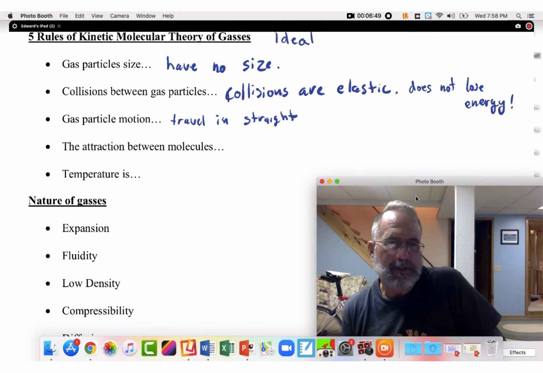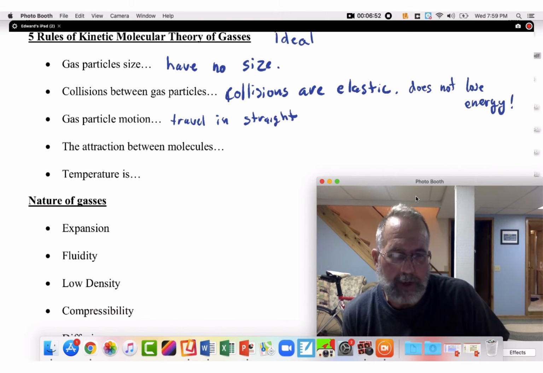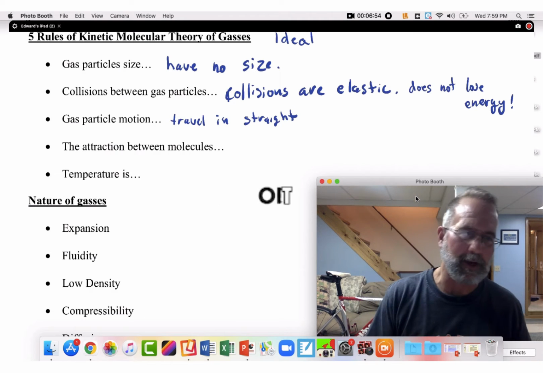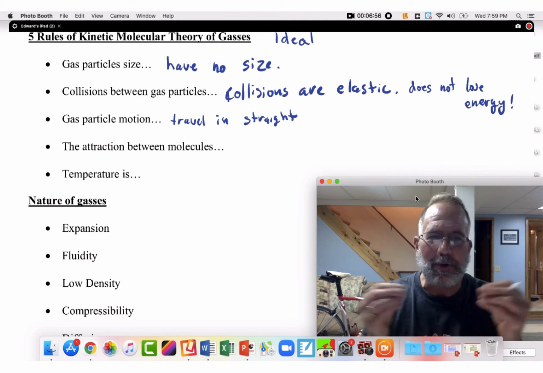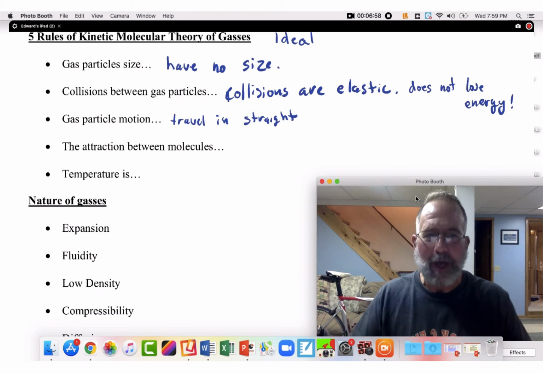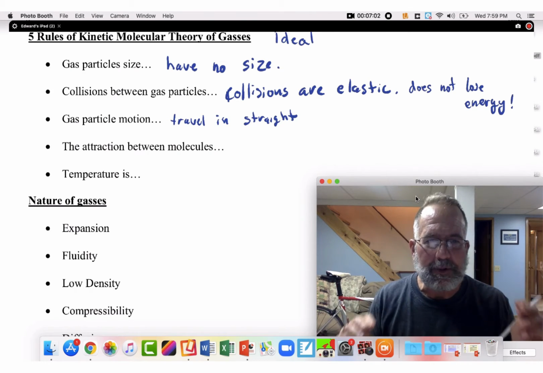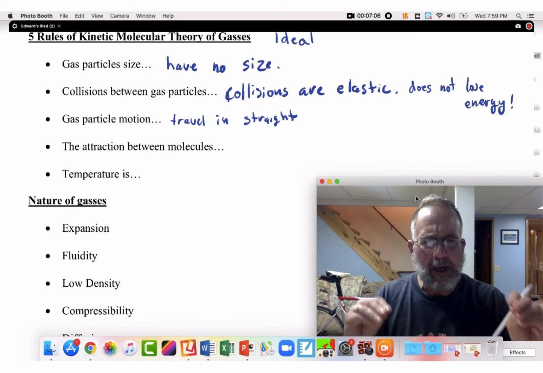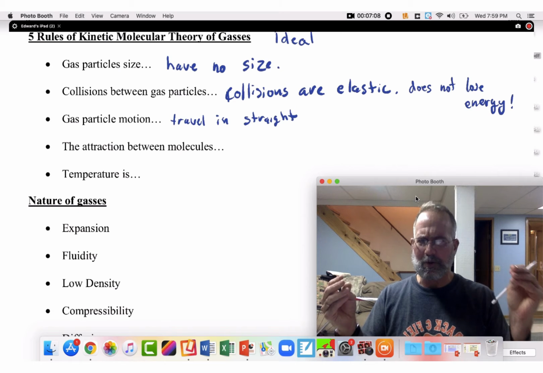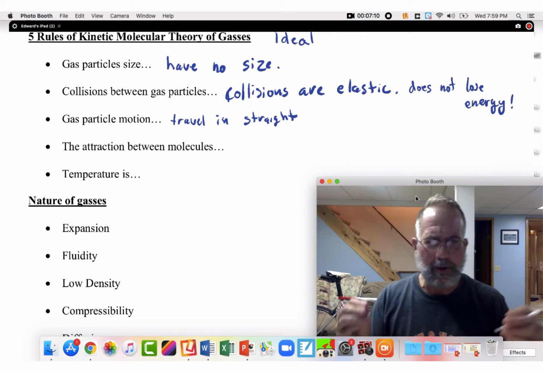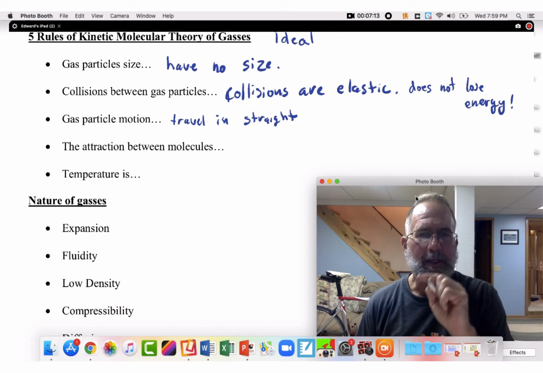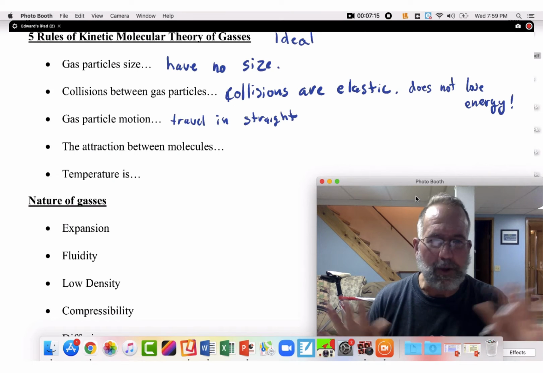Okay. The attraction between molecules. Now, we know about polar molecules, and we talked about London dispersion forces. We know there's attraction between molecules. We know it because we talked about it, right? But we're going to pretend that doesn't exist in this. It's small anyway, especially for gases, because most of them are non-polar, covalent, right? And so we're going to say that the attractions don't exist.